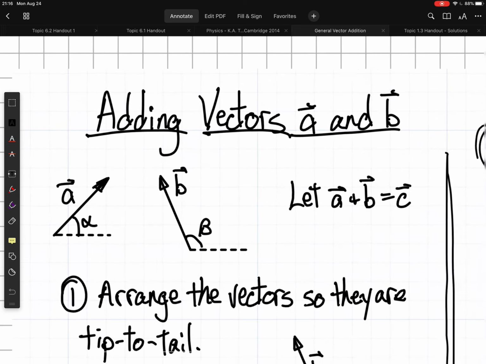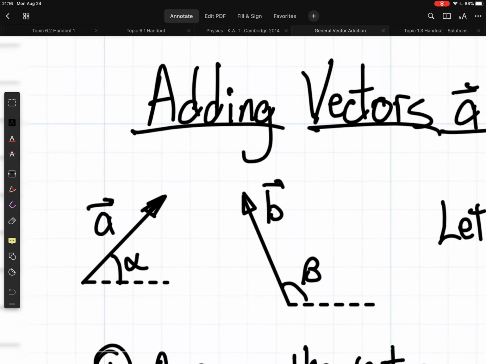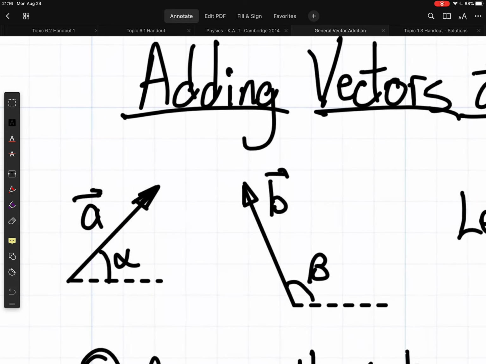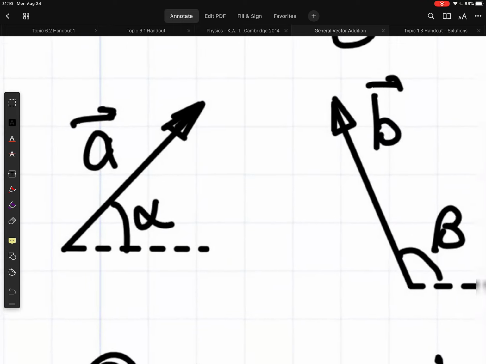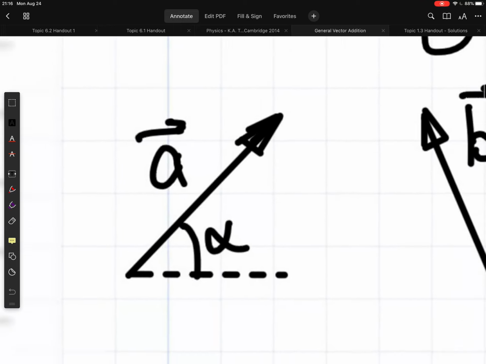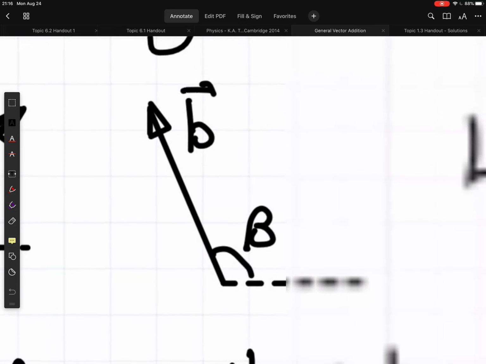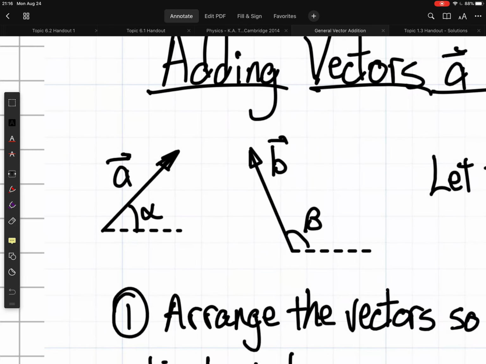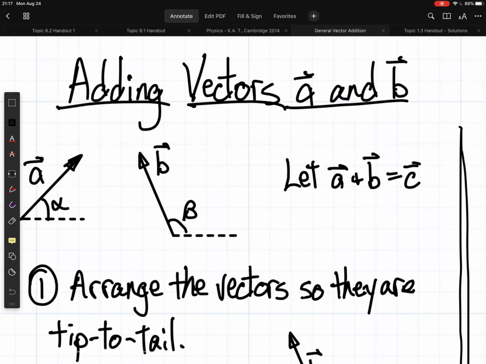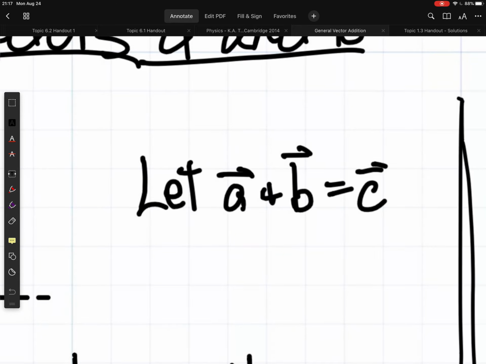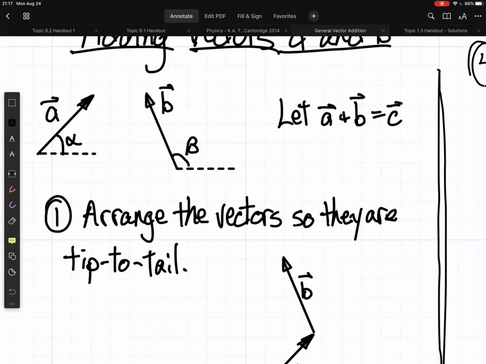So the first thing we should do is define our vectors. Here I've defined two vectors, vector A and vector B. Note that the direction of each of these vectors is given by alpha for A and beta for B. See what I did there? Clever. Okay, so we are going to add these two vectors such that A plus B is equal to C.